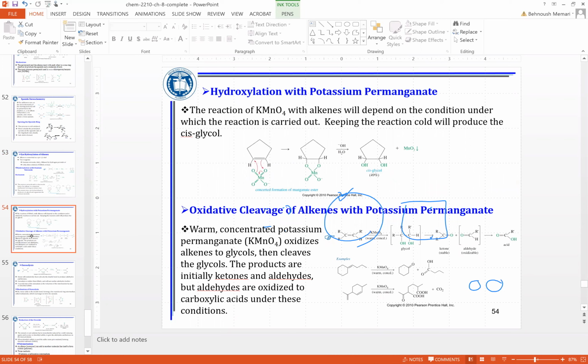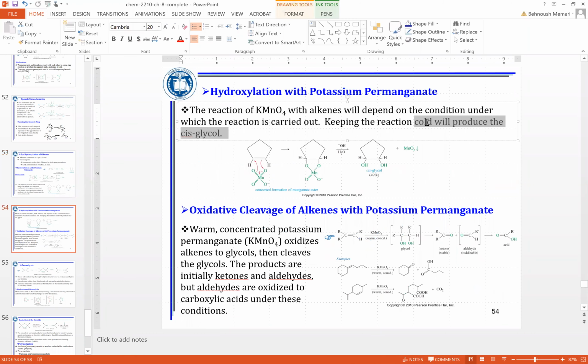Just make sure that you know the reagents, you know the product. Okay. Another method to make diol is dilute permanganate, reaction of permanganate with alkene. So if the condition is cold and dilute, so cold permanganate with aqueous permanganate, that means dilute, and it's cold, is going to give you diol.